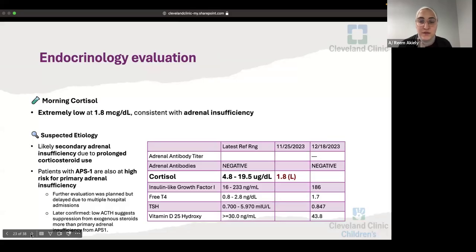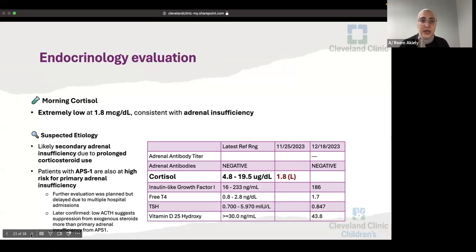In terms of endocrinology evaluation, which was very important in our patient, as he was already an established patient with the endocrinology team because of his APS type 1 syndrome. They started with a basic hormonal profile that showed an extremely low morning cortisol at 1.8. This was suggestive of adrenal insufficiency.